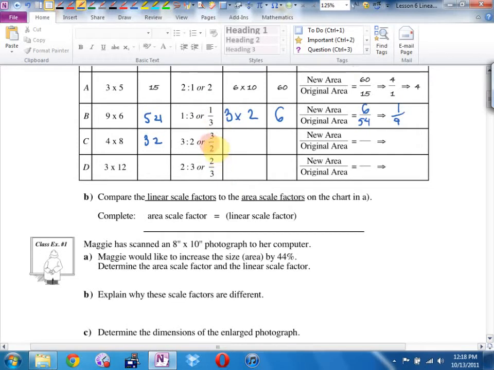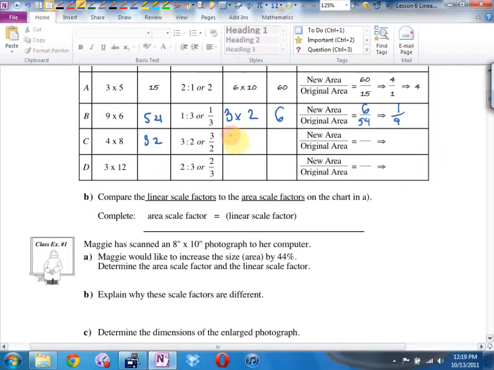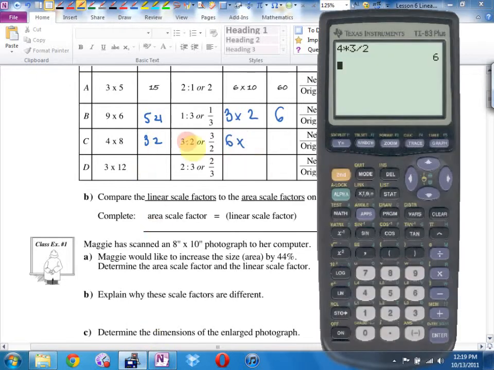So if I want to find my new dimension, the 4 is going to be times by 3 divided by 2. That's a 3 over 2 scale factor. The new width is going to be 6. And following a 3 to 2 scale factor, or a 1.5 scale factor as a decimal, it's going to be 8 times 3 divided by 2, 12.